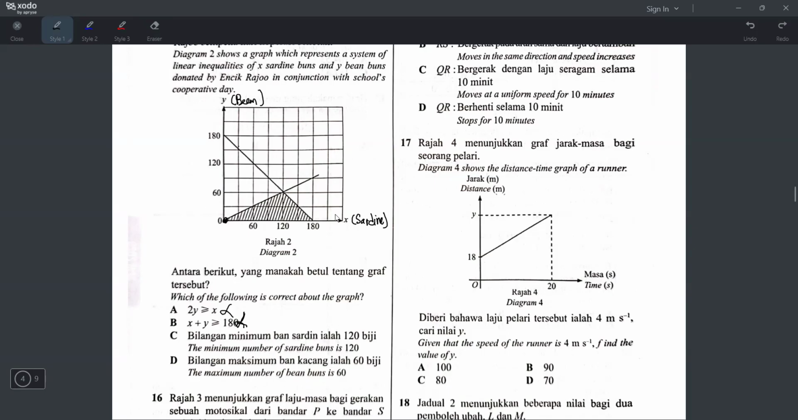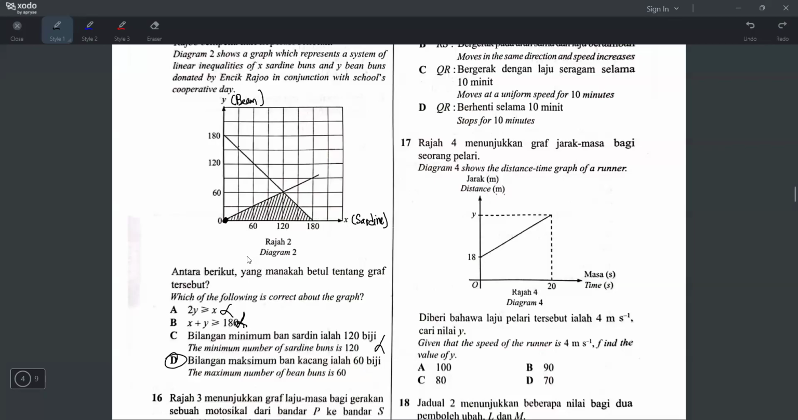Or you can say take the leftmost point, because x is the x-axis, right? So you just take the leftmost point, because the leftmost point will give you the minimum value of x. So that is 0. But they say 120 here, so this is wrong. So the answer is D.